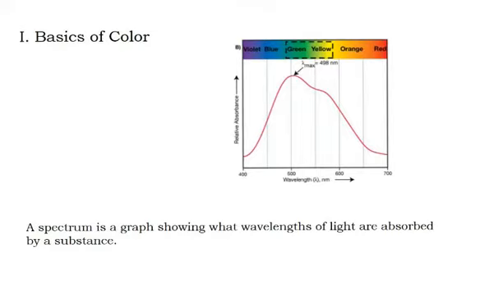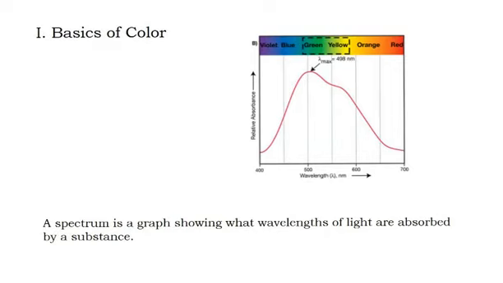The quantity we're interested in determining is this wavelength here, lambda max, for each of our compounds. Each of our compounds will have a different lambda max. That's the wavelength at which the maximum absorbance occurs. That symbol lambda, it looks like this, is the symbol for wavelength.